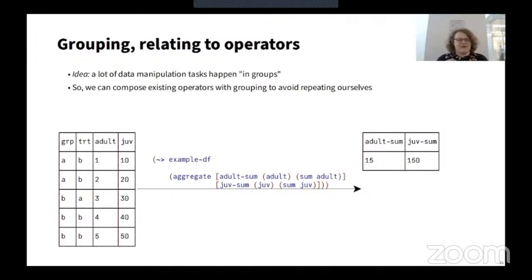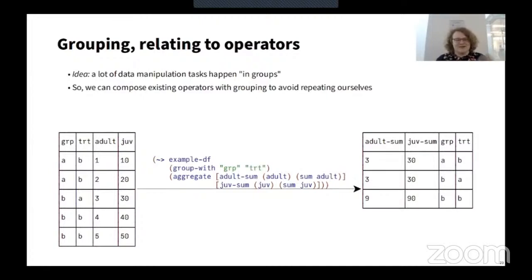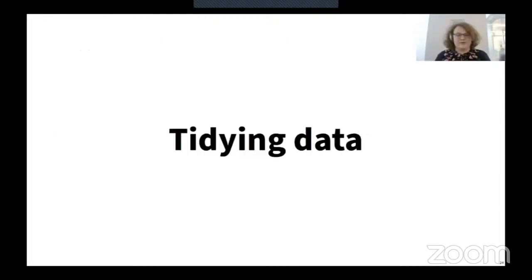Here, we aggregate down the adult column into its sum and the juve column into its sum. But we can work with respect to the group GRP, and then Sawzall only works in the context of these groups. In addition, these groups stack, so if we add another group TRT, Sawzall will then permute on all of the possibilities of these groups.